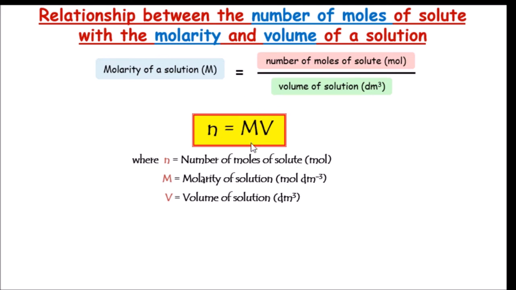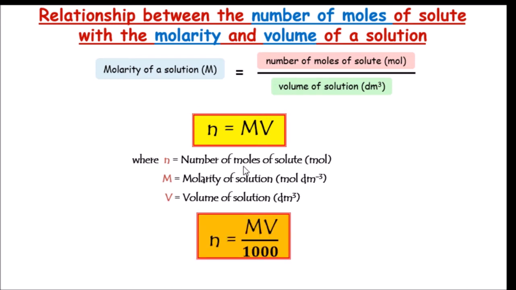Capital letter M is equal to the molarity. V is equal to the volume of solution, so it is in the unit of dm cube. Volume is in the unit of dm cube with the formula n equals MV. n equals MV. But we also have another formula: n equals MV over 1000.